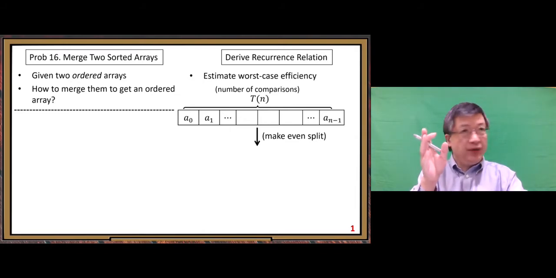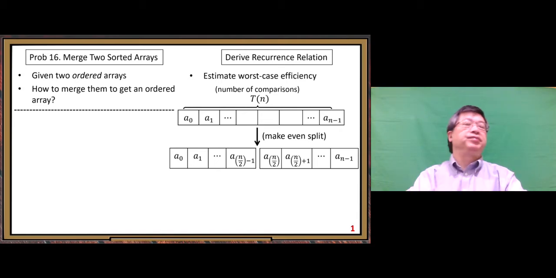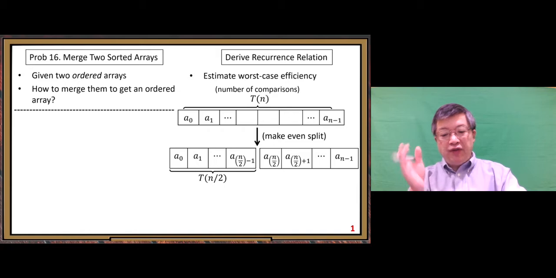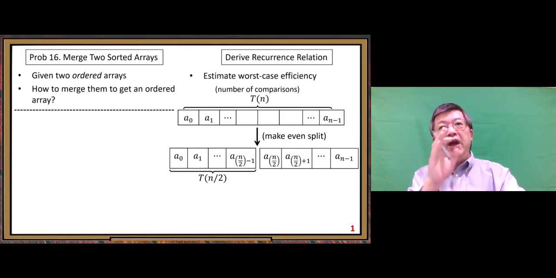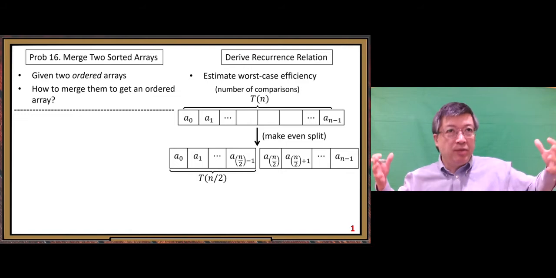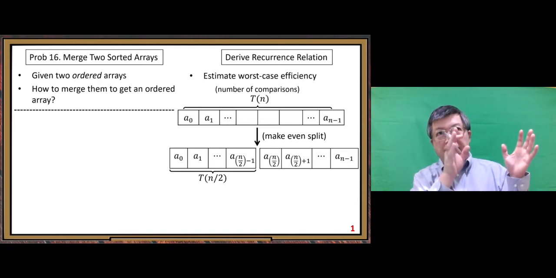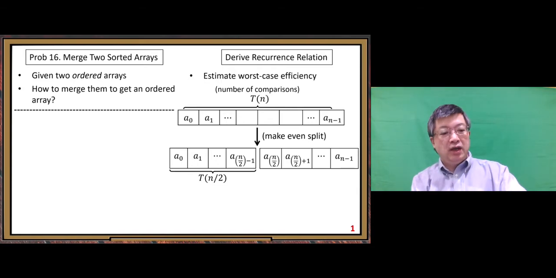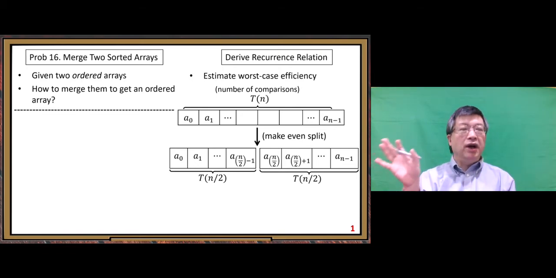For the merge sort, we do even split. So we have two subarrays like this. The first one, divide and conquer. When we conquer, we can call the function recursively, T of n over 2. The size reduced by 1/2. So that's the cost to conquer the first subarray, to make the first subarray sorted. So what is the cost to conquer the second subarray? Another T of n over 2.